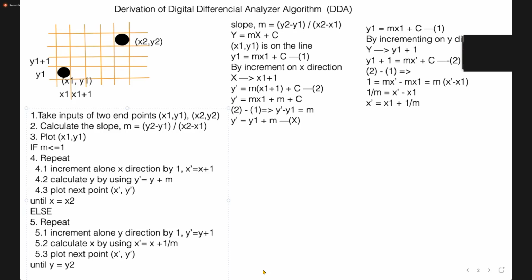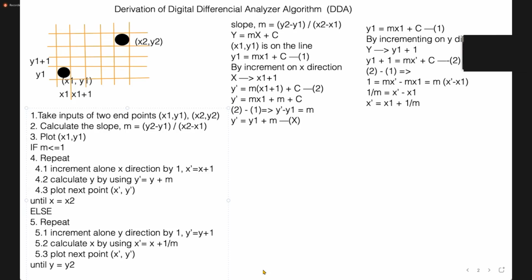If the slope is greater than 1, we take the other way. 1 over slope will be taken, and then we increment along the y direction 1 pixel by 1 pixel and calculate the x value. The next x value equals the current x value plus 1 over slope, and round it, and plot the x and y values. This is the way we are doing it.